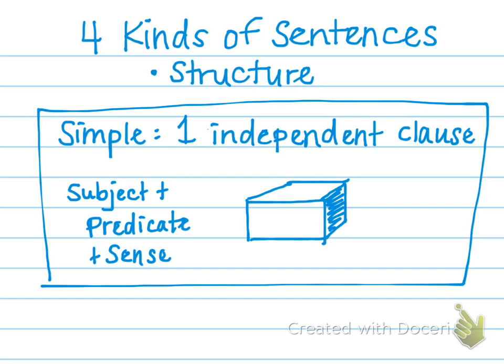So on your notes, I would probably just do one big column with 4 rows in it. And then you can draw these pictures on there. Okay, so first one is simple. It's one independent clause. Remember that a clause is a subject and a predicate, plus it makes sense. So I'm representing that with a box. That's a simple sentence.